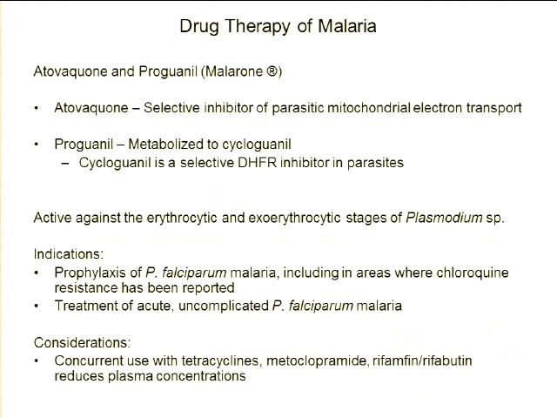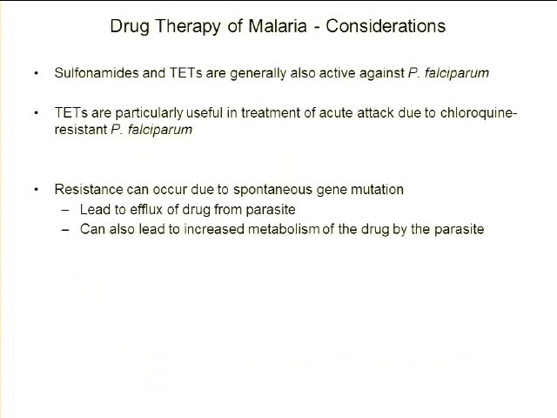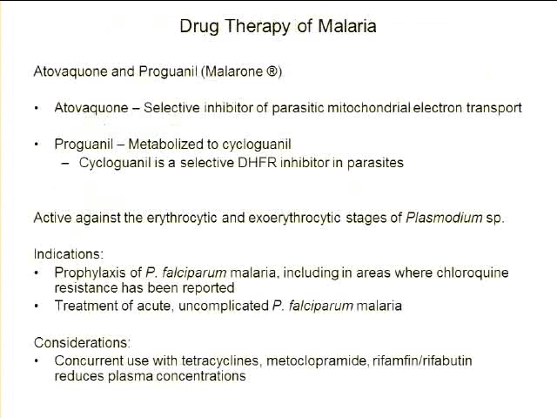You can see some of the indications here. Prophylaxis for falciparum, including areas where chloroquine resistance has been reported. Treatment of acute, uncomplicated falciparum. Here's a consideration, and the consideration is with some other drugs, particularly tetracyclines, because as I show you on the next slide, tetracyclines are also useful in treatment of chloroquine-resistant falciparum. Okay? So concurrent use of this drug with tetracycline reduces the plasma concentration of this drug.